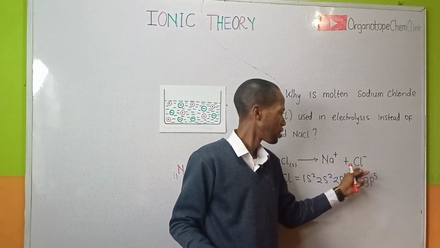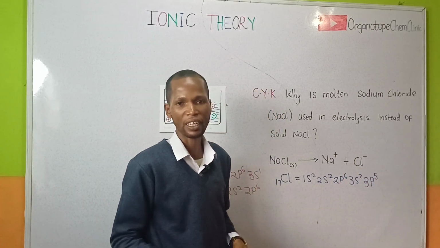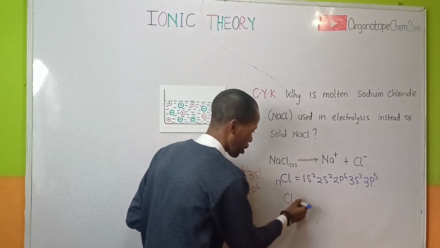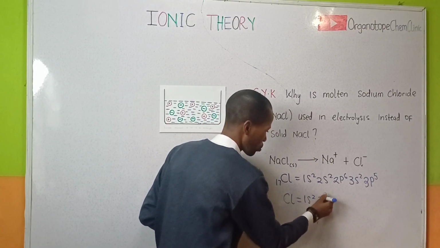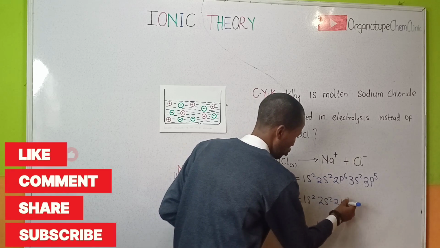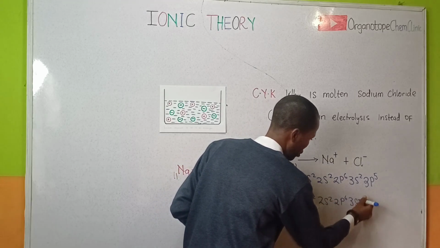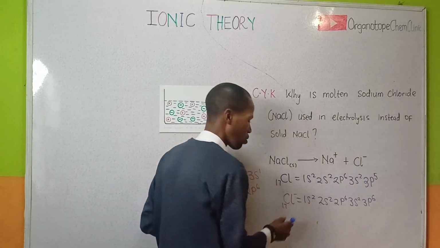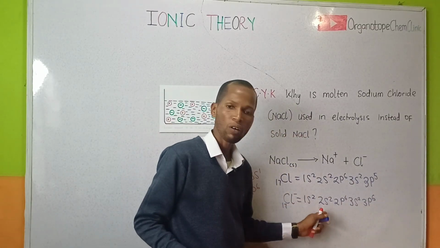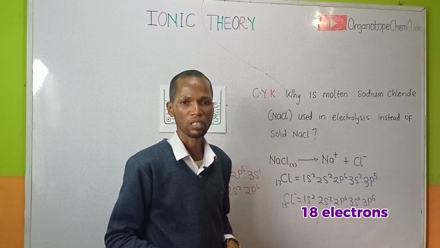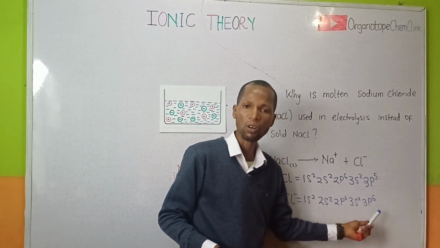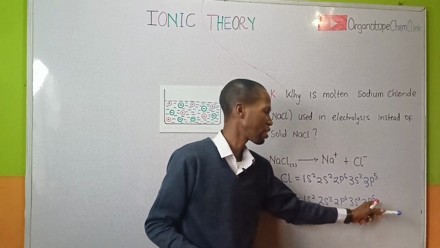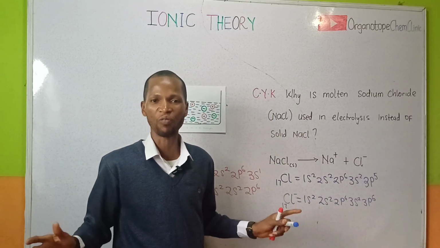But in chloride, the chlorine has attracted one electron from the sodium. Therefore, it has electronic configuration 1s2, 2s2, 2p6, 3s2, 3p6. Okay, this is for the chloride. Now in chloride we have 18 electrons, which implies that the chloride assumed the electronic configuration of which element? That's right, it assumed the electronic configuration of argon.